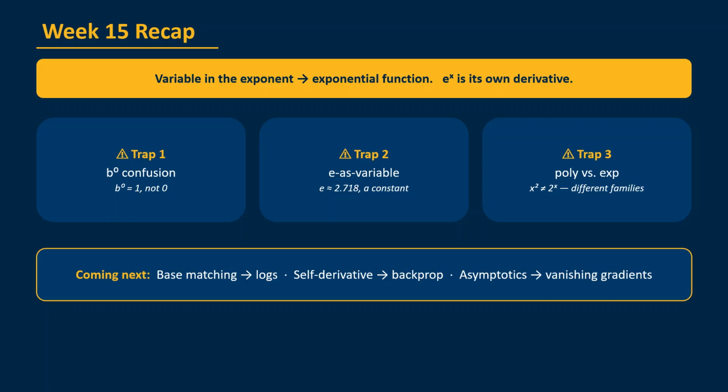Each of these outcomes connects forward to subsequent material. The base matching technique generalizes to taking logarithms of both sides, the subject of week 16. The self-derivative property of e to the x becomes the engine of backpropagation through sigmoid and softmax layers in neural networks, and the asymptotic behavior of exponential functions governs the phenomenon of vanishing gradients in deep networks, a critical consideration in modern deep learning architecture design.